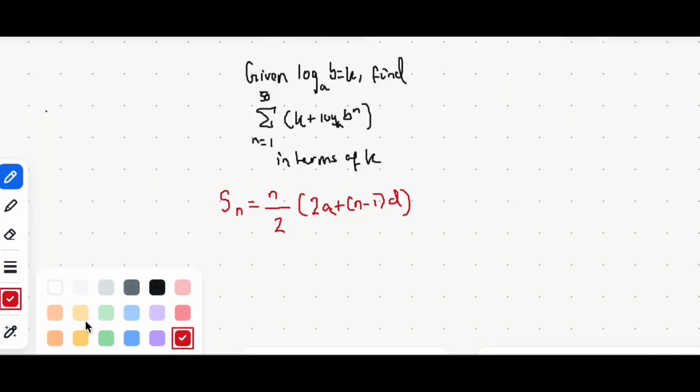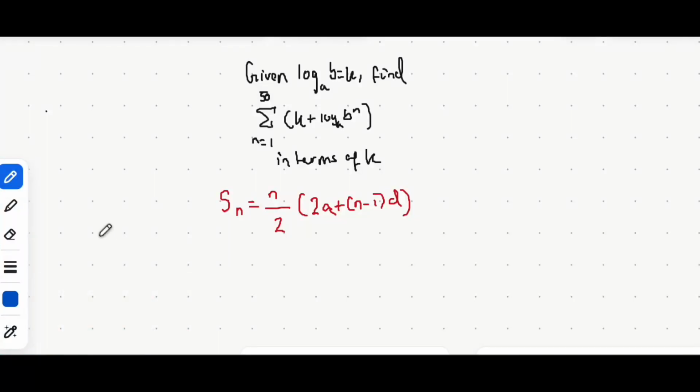So this is a very difficult question that mixes logarithms with arithmetic series. So just to quickly talk about this terminology, what this means is that you want to add up all the terms of this particular sequence from when you substitute n equals 1 into the sequence all the way up to when you substitute n equals 50 into the sequence. So you want to add up the first 50 terms of the sequence, if that makes sense.